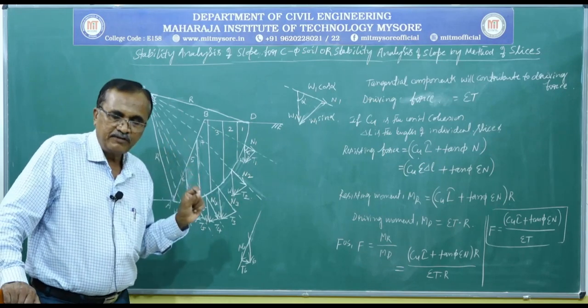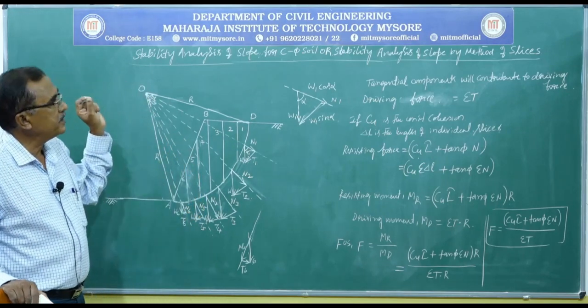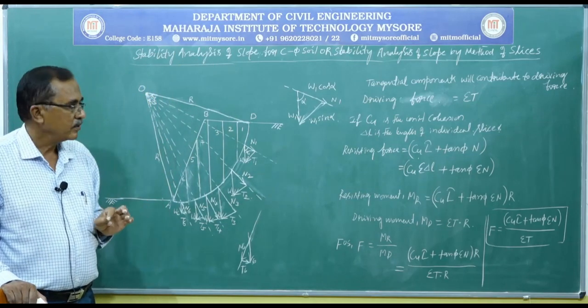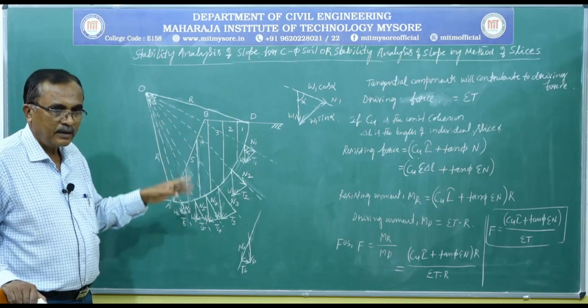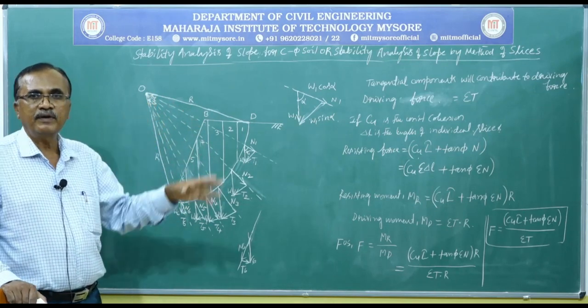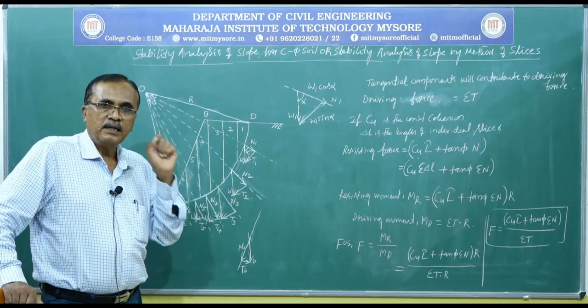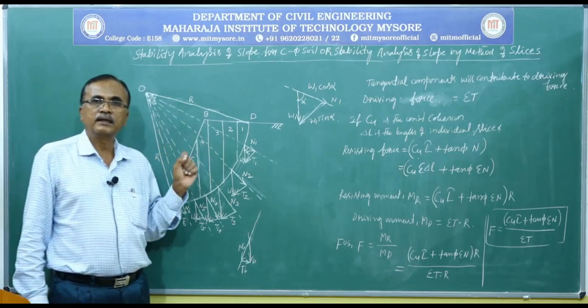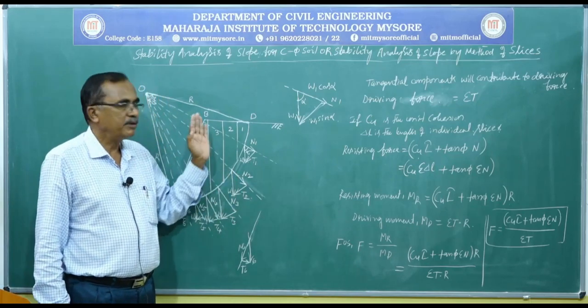to find out the factor of safety in the case of c-phi soil by the method of slices. This is for one circle. Likewise, if you assume a number of trial slip circles and work out the factor of safety, the circle which gives a minimum factor of safety will be the critical slip circle for that particular slope.